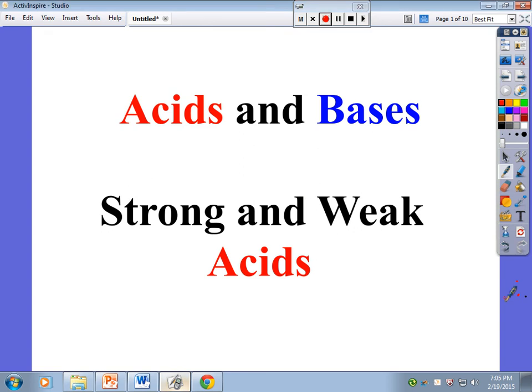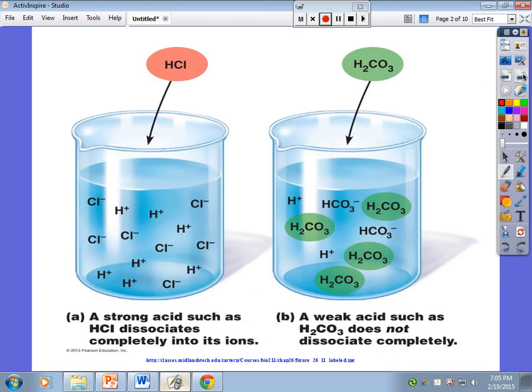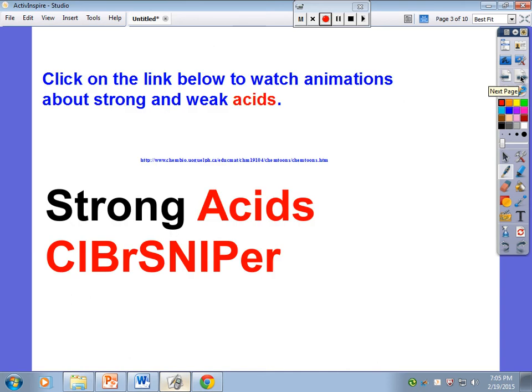Today's podcast is on acids and bases, especially the strong acids and weak acids, and how to solve problems associated with each. Before we go on, you need to understand the difference between a strong acid and a weak acid. First of all, you need to know that the strong acids are the clobber snipers.